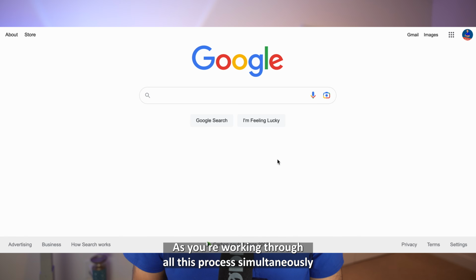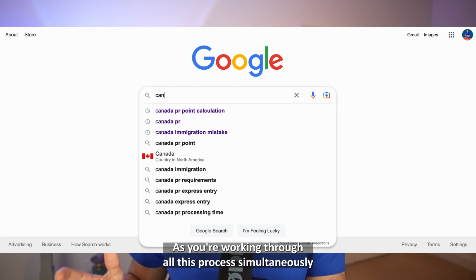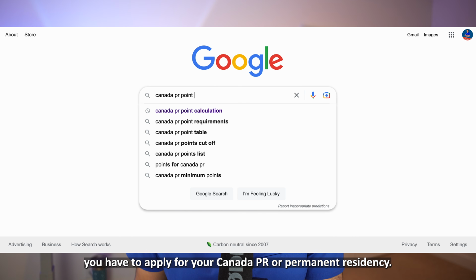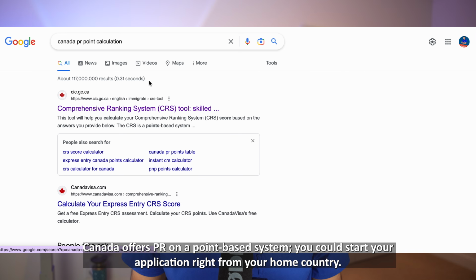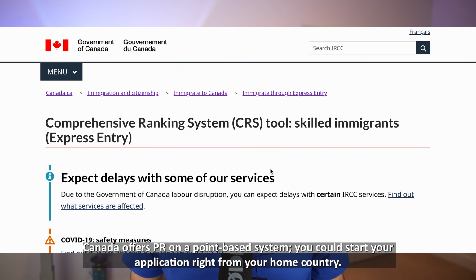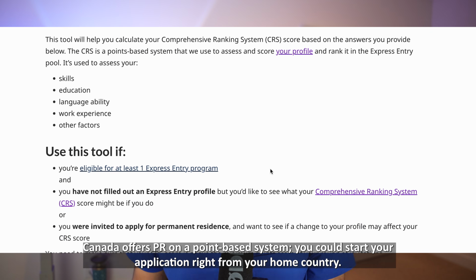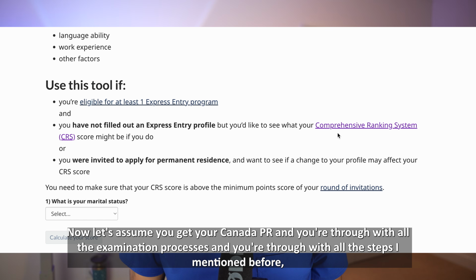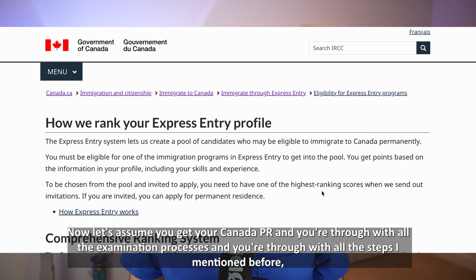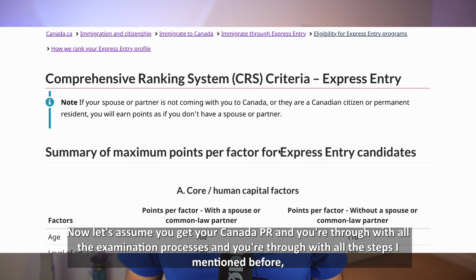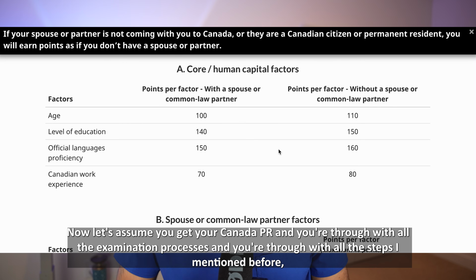As you're working through all these processes, simultaneously, you have to apply for Canada PR or permanent residency. Canada offers PR on a point-based system. You could start your application right from your home country. Now let's assume you get your Canada PR and you're through with all the examination processes and you're through with all the steps I mentioned before.